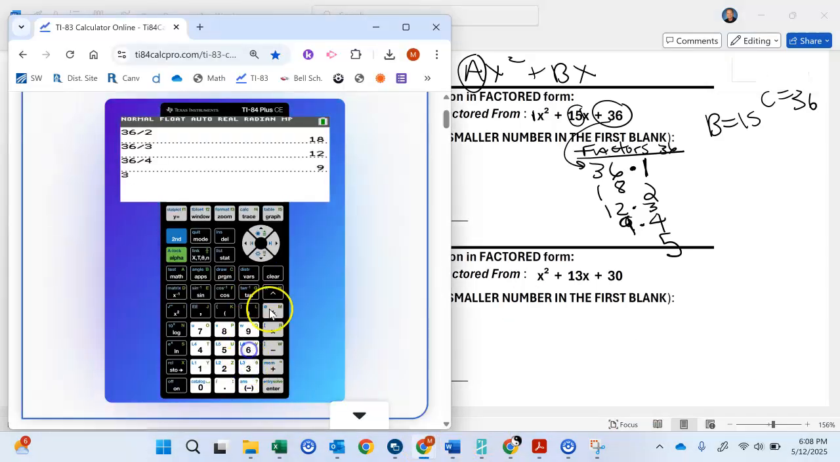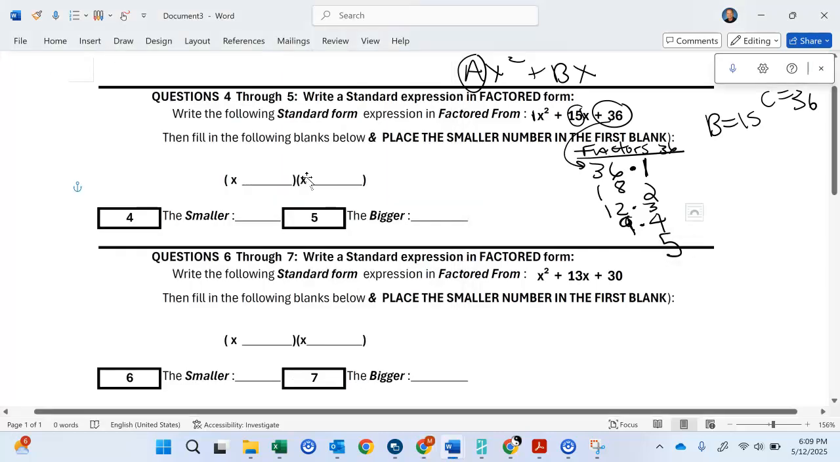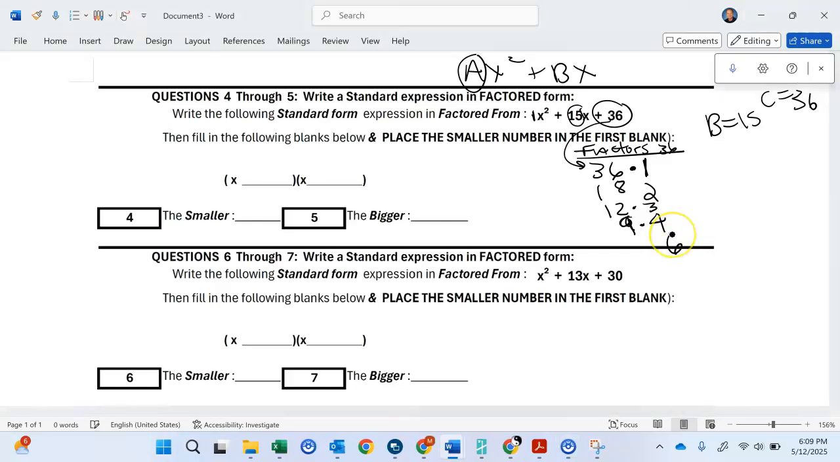So 36 divided by 5, enter. 7.2, so that has a decimal. So no, 5 is not a factor of that. Okay, so 5 is not a factor. So then I'm going to say, is 6? Okay, is 6 a factor?